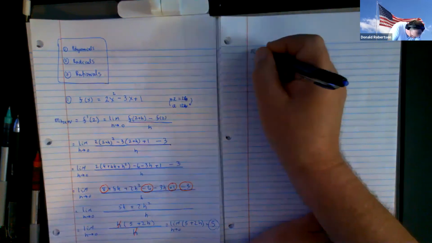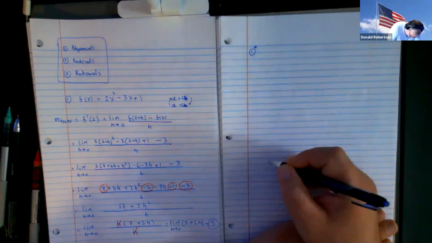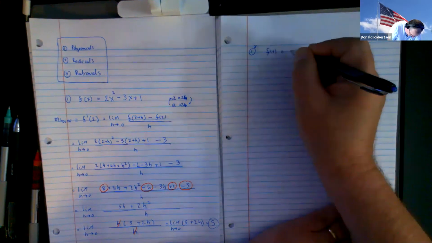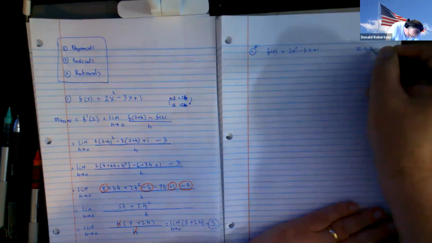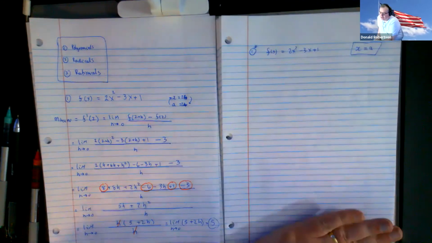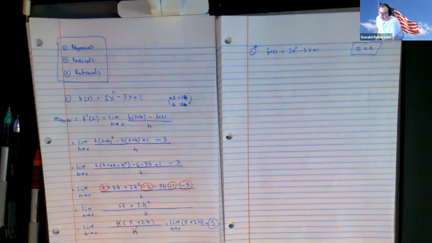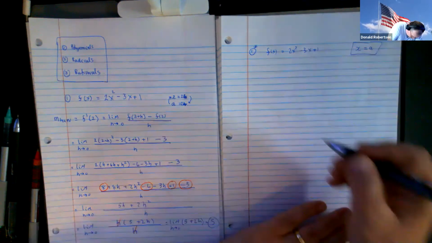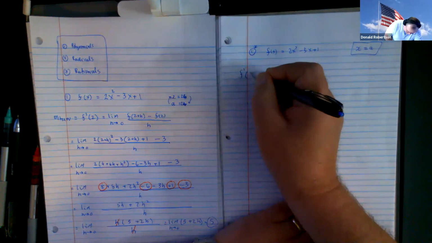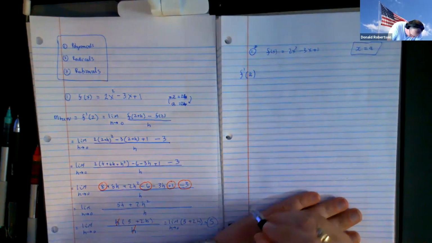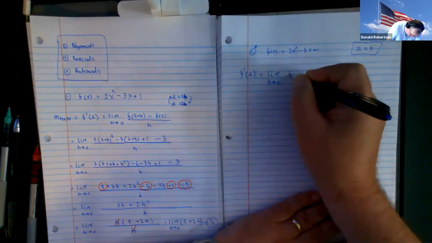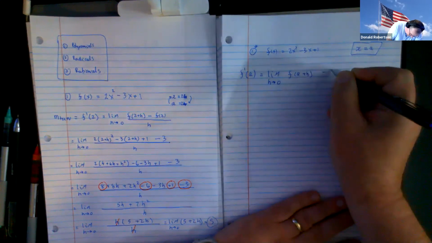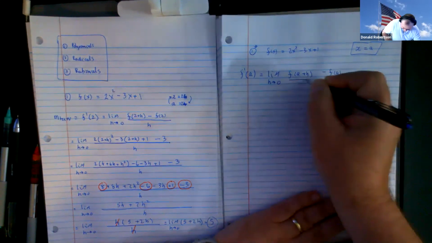So this is question 1 again. Same equation, but this time at x equals a. So I'm not going to make it 2 or 4. I'm just going to call the x coordinate a. Right? So the slope of the tangent line at the x coordinate equal to a is going to be the limit as h tends to 0 of f of a plus h, take away f of a, all over h.